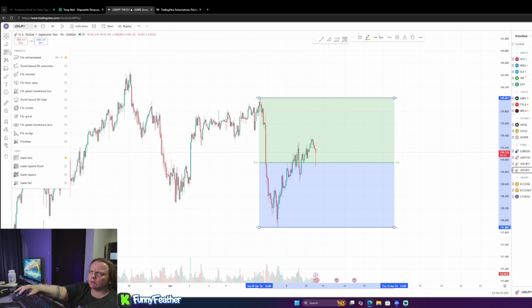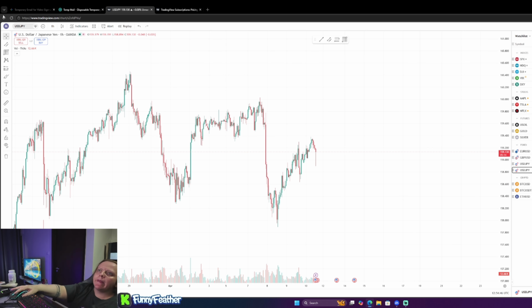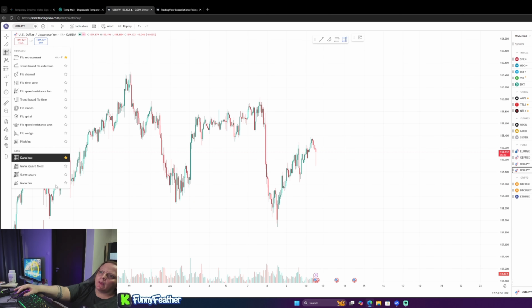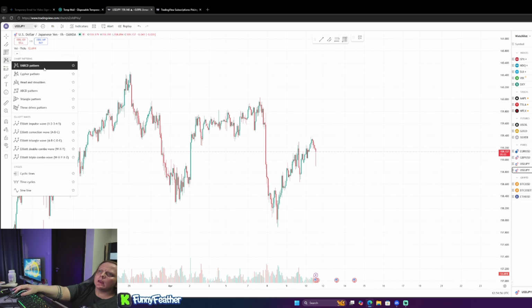So that's what I use the gun box for. Gun box? What's it called? Oh my goodness, the gun box. Yes, this is what I use the gun box for. All right, so that is the gun box. So that is another one that I have on my favorite box. All right, now with the lines, we get into the MACD pattern, head and shoulders.